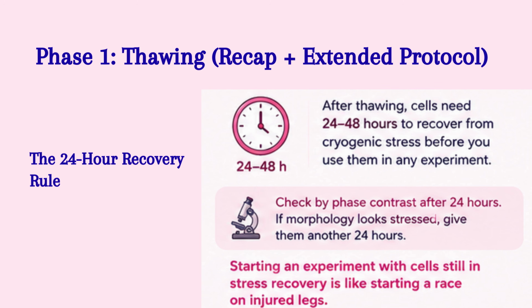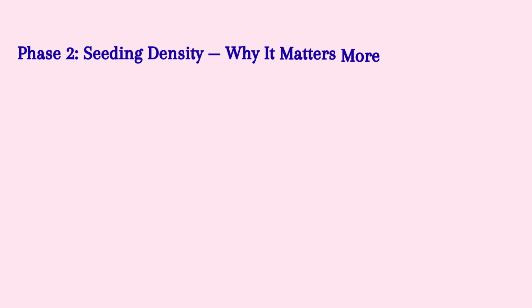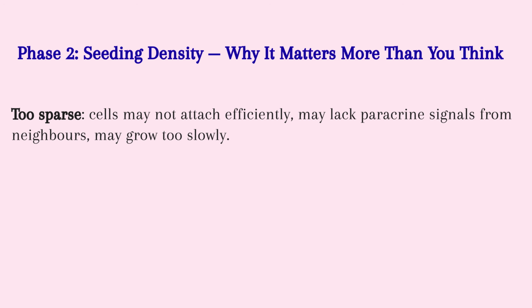A frozen cryovial contains cells in suspended animation. Thawing wakes them up, seeding gives them a home, passaging keeps them going. These three processes together define the life cycle of every cell culture experiment. Each has specific critical steps, and each has failure modes that are irreversible once triggered.